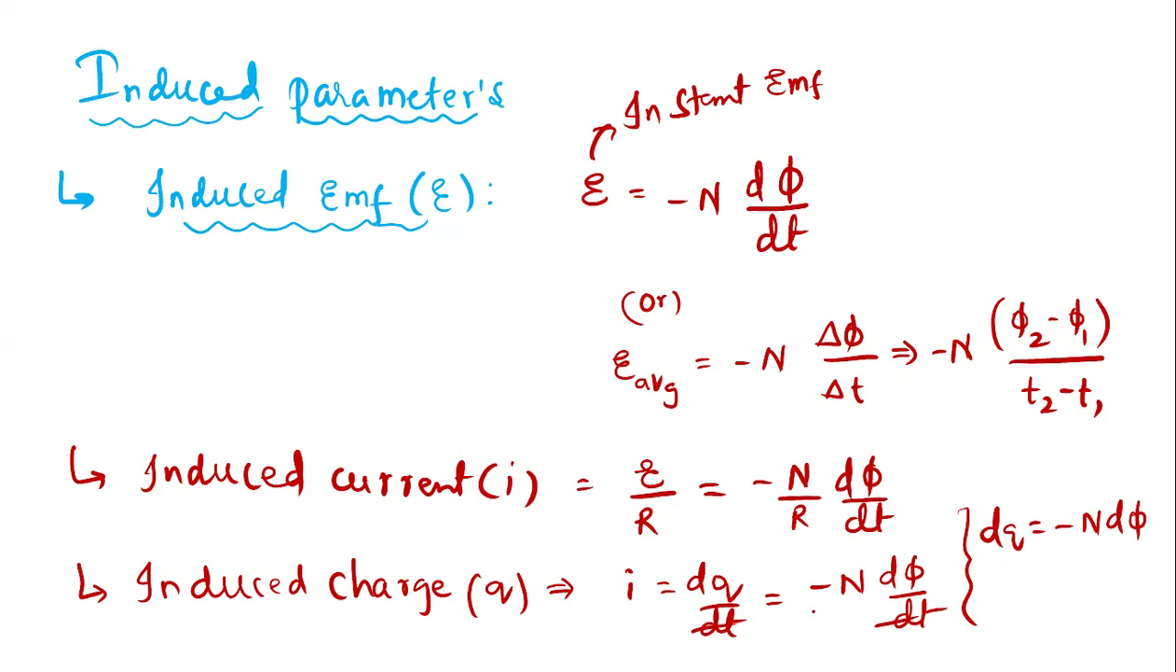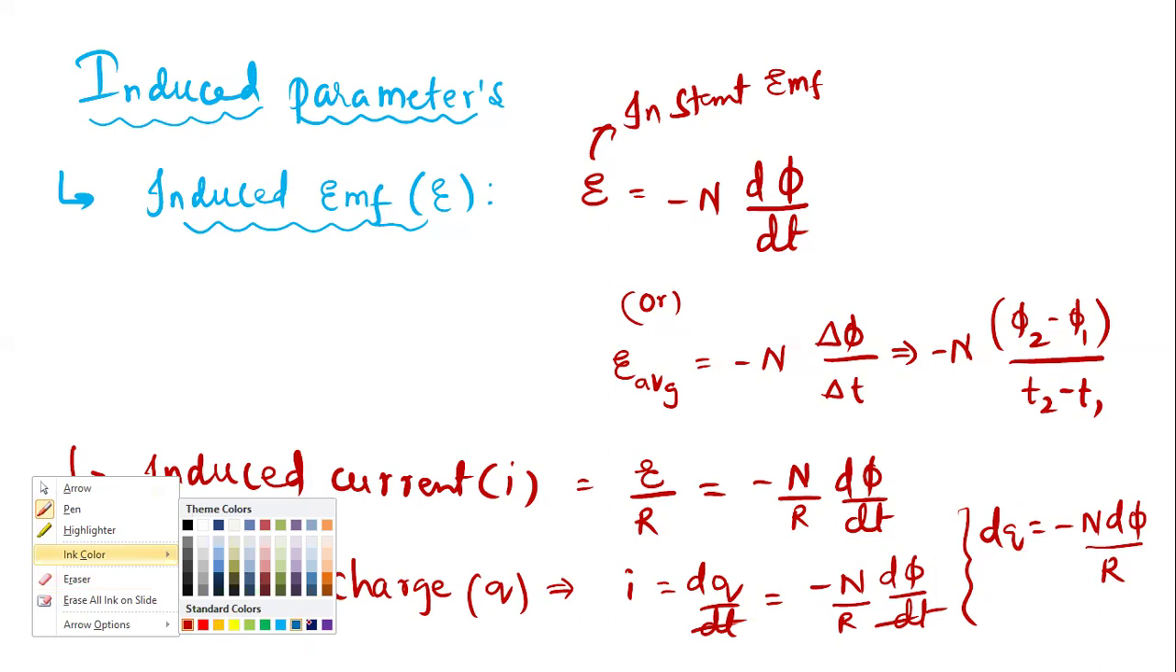And divided by R also there. Please, you should not miss that. Here R also there. So that will give you the induced charge. Induced charge means you are influencing the charge in the other coil.